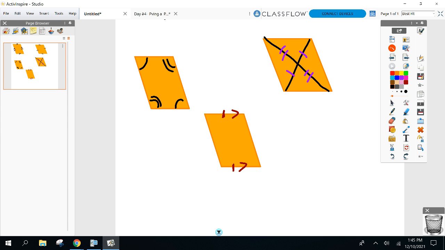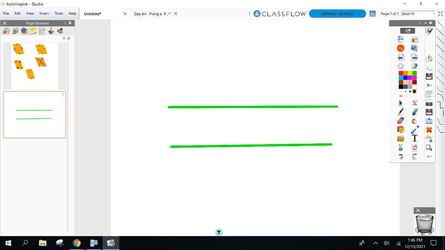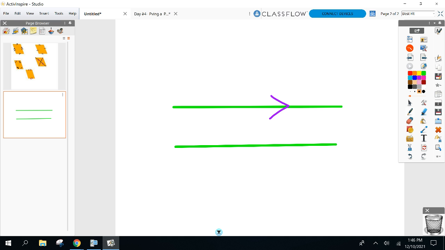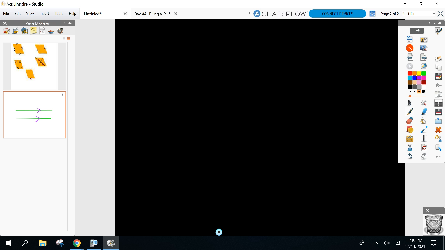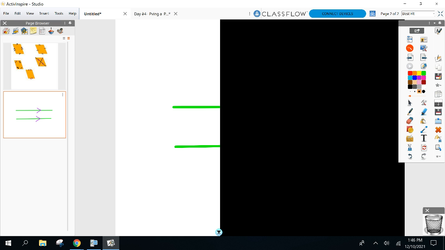Let me do a little magic trick here. What do you know about those two line segments? They're parallel. Answer this question, please. Are those two little pieces parallel? Yeah, they are.